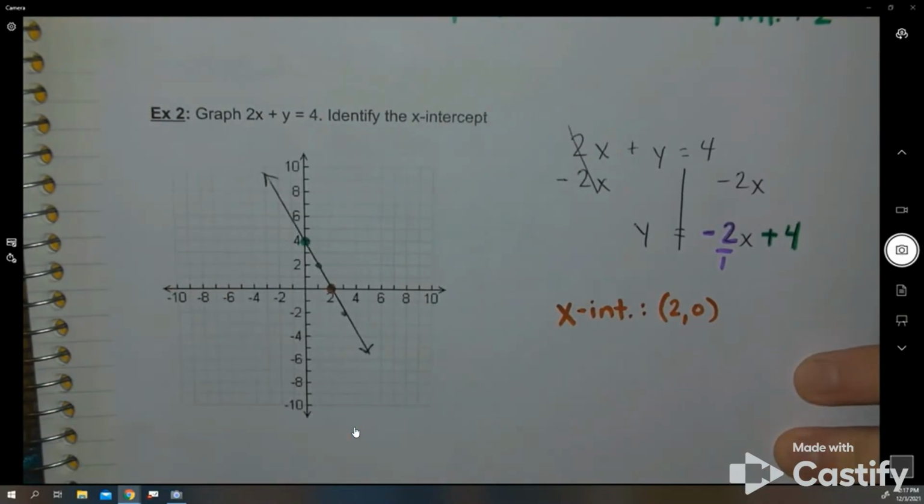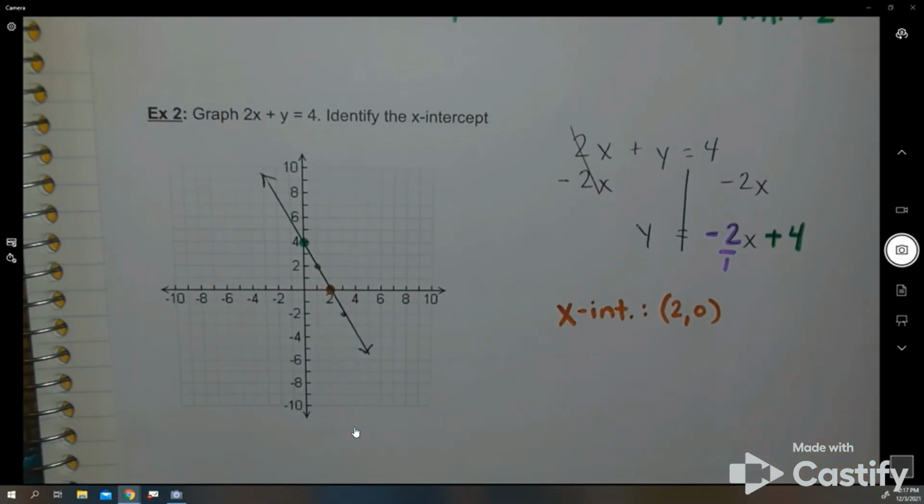And if you wanted to use your standard form equation to double check to make sure that you have the right x-intercept, perfectly fine. But that's a method that we can use to graph from slope-intercept form as well as use that graph to find our x-intercept.